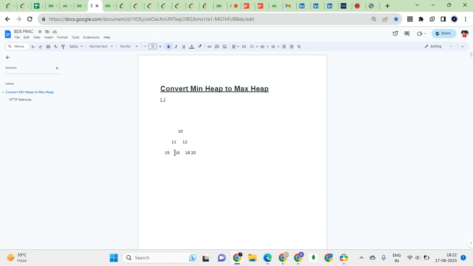Now if I have to insert something into this min heap, let's say the value I want to insert is 5. Where do you think it will go? 5 is the lowest value, so it should become the root, right? What we do is just push 5 at the end. Currently this looks like 10, 11, 12, 15, 16, 18 and 20, so when I push it, it will get pushed over here.